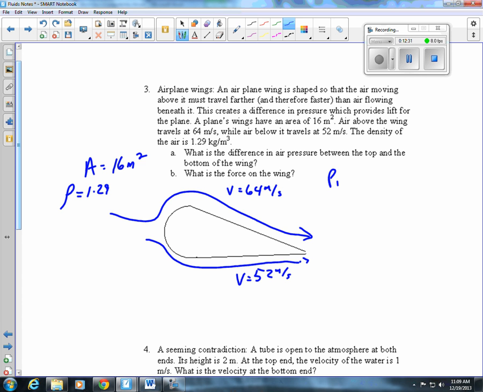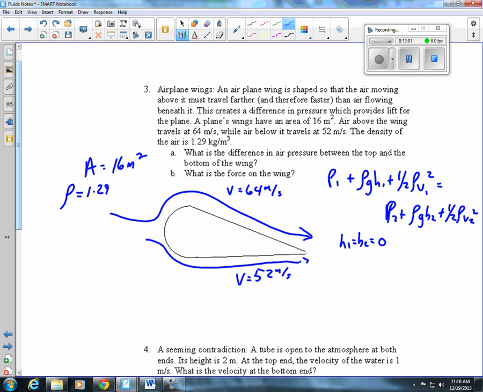So P1 plus rho g h1 plus 1/2 rho v1 squared equals P2 plus rho g h2 plus 1/2 rho v2 squared. Now, the difference in height above an airplane wing is kind of negligible. So just like the last problem, we can say h1 equals h2 equals 0.